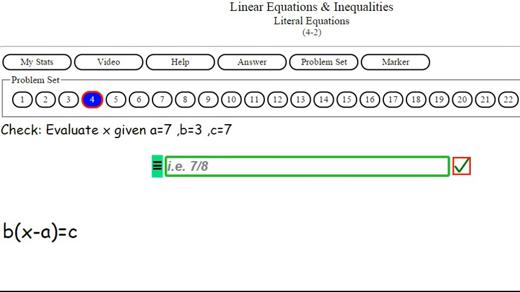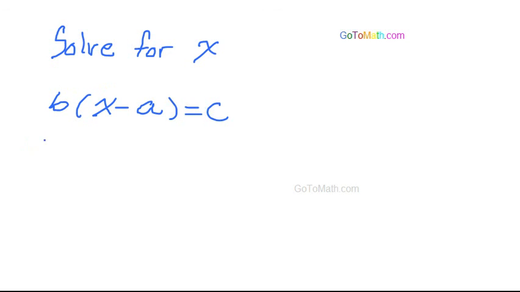I'm looking at this and it says evaluate x. I don't know. Let's go back. Okay, well, that's what we're going to do. Let's get rid of this b here. In other words, we can multiply it through by the reciprocal to both sides.